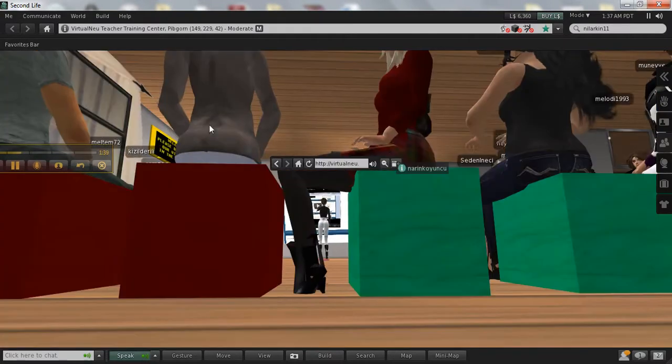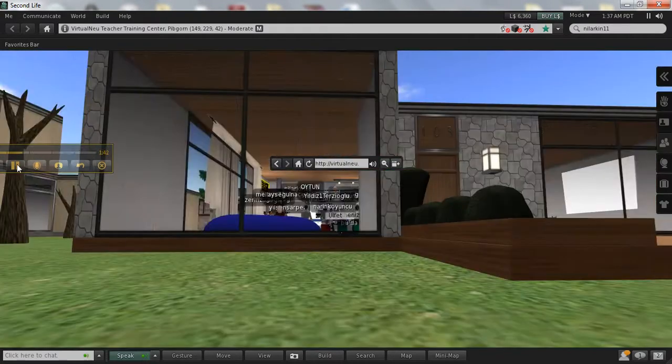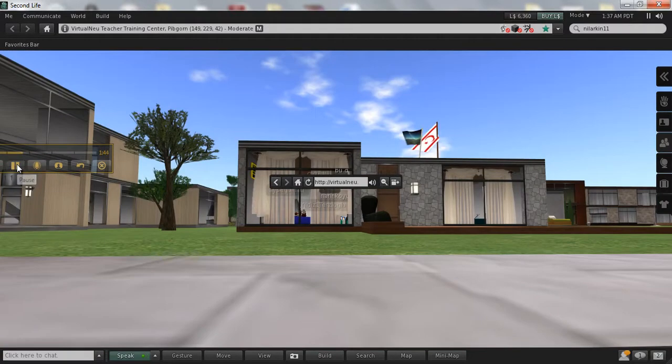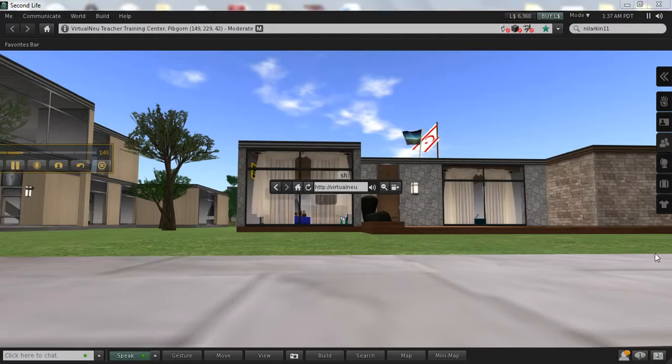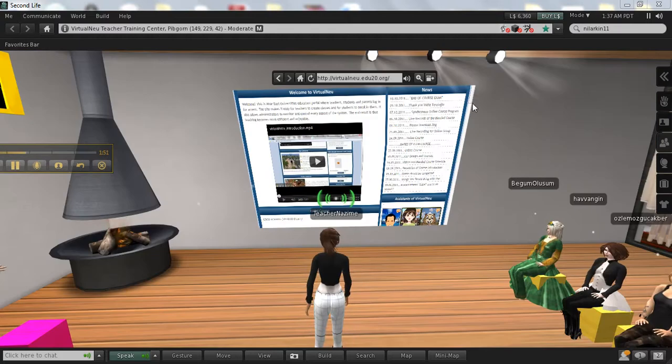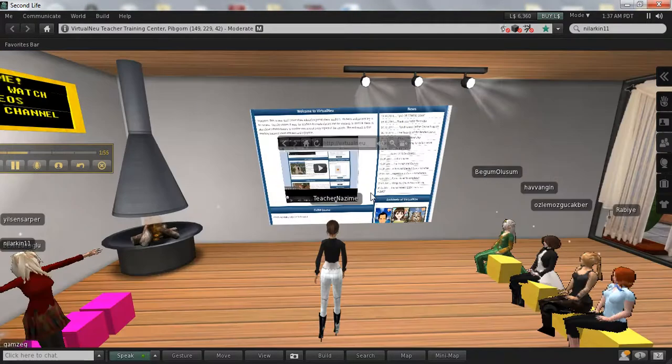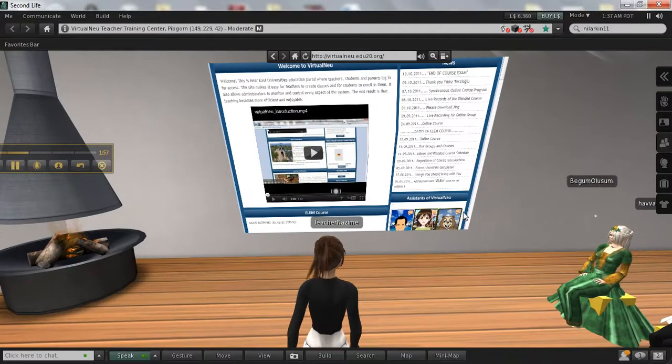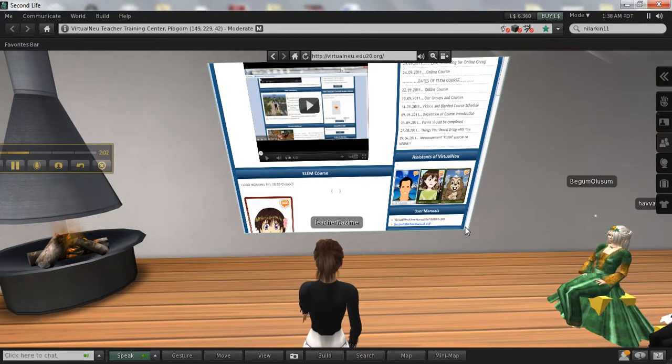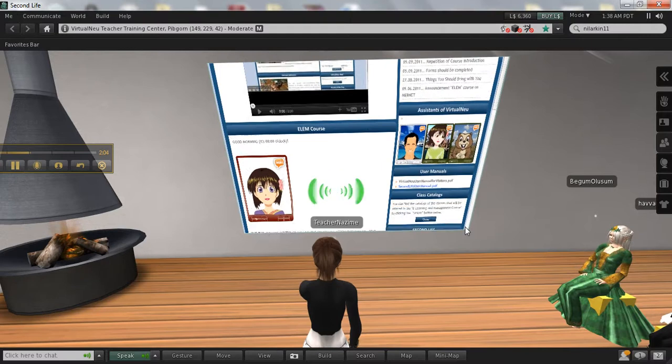and this is a three-dimensional place. This is our Second Life virtual Near East University campus, and we had several assistants until now, teacher training assistants, Alice, Paul, and Zach were with us.